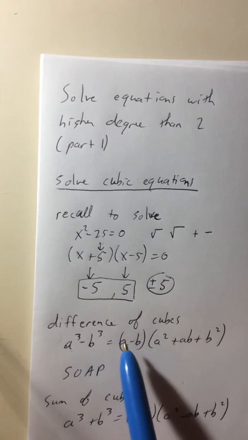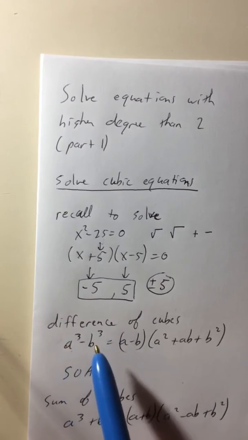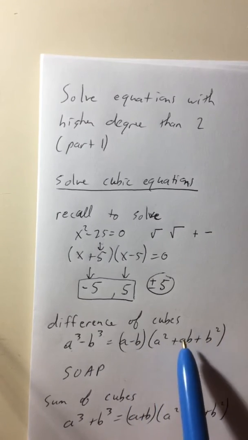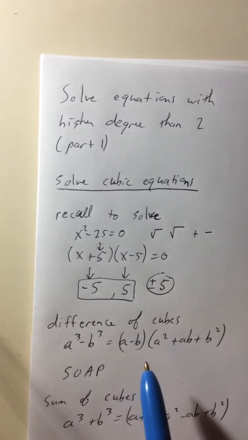And again, this is just A minus B. Take the A, take the B, put them in there, square the A, square the B, multiply them. We're going to use this formula several times today, obviously.